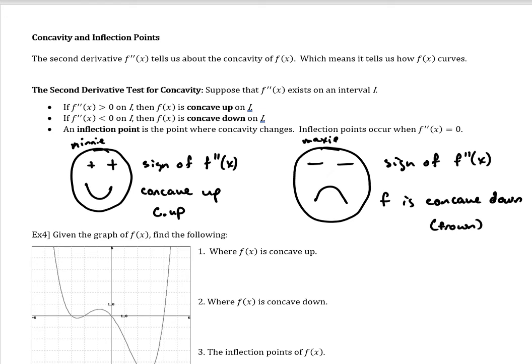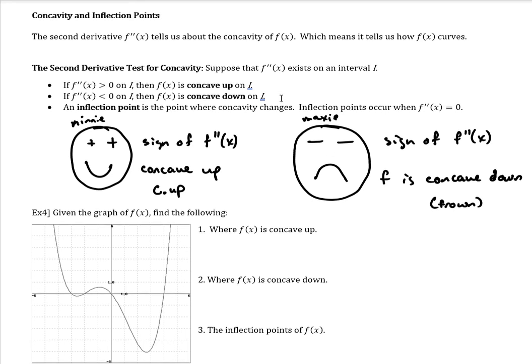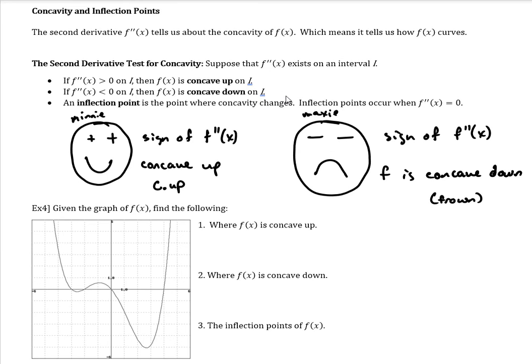But the first derivative test tells you about minimums and maximums. That's why I have them named, but the first derivative test is a little bit better for that. And I should put f is concave up, the actual f. So the sign of the second derivative tells you about the concavity of f. All right, and then the last bullet there, an inflection point is the point where concavity changes. Inflection points occur when that second derivative is equal to 0.